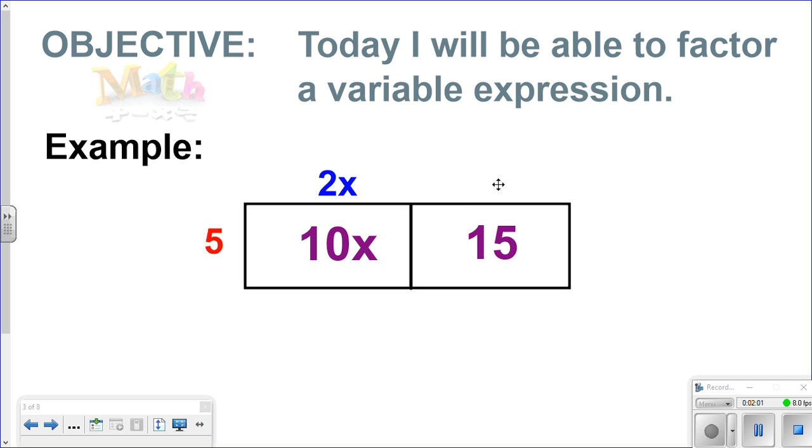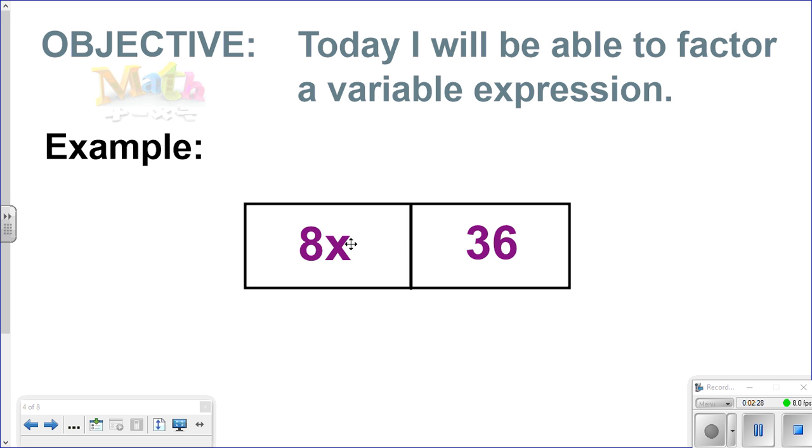What about the 15? If one factor is 5, the other number multiplied by 5 to give me 15 is 3. 5 times 2x is 10x. 5 times 3 is 15. So I see if I multiply 5 times 2x plus 3, I would get a product of 10x plus 15. Let's look at another example.